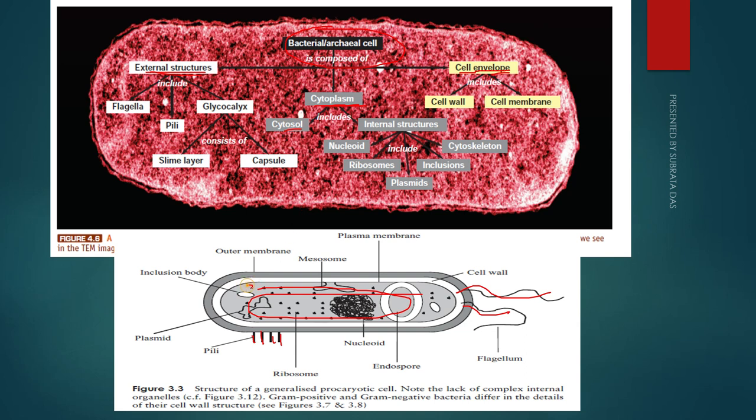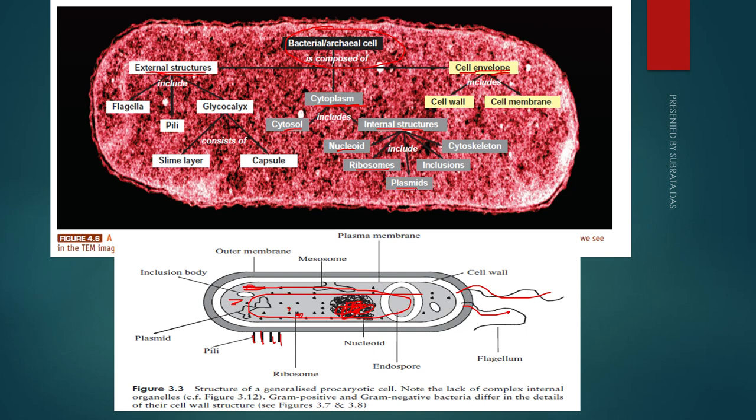Here the liquid portion is known as cytosol, and the solid things which are present are the internal structure. Within the internal structure, one thing is the nucleoid, where DNA is present. This is the nucleoid where DNA, the genetic material, is present. And another one is the ribosome. These are the ribosomes where protein synthesis occurs.